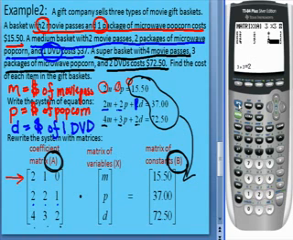Go back to your matrix menu, and let's edit matrix B, which is 2. We want that to be 3 rows by 1 column. So we're going to change that to a 3, enter, and it's already got 1 column, so I'm just going to hit enter again, and I'm going to enter $15.50, enter, $37, enter, and $72.50, enter.